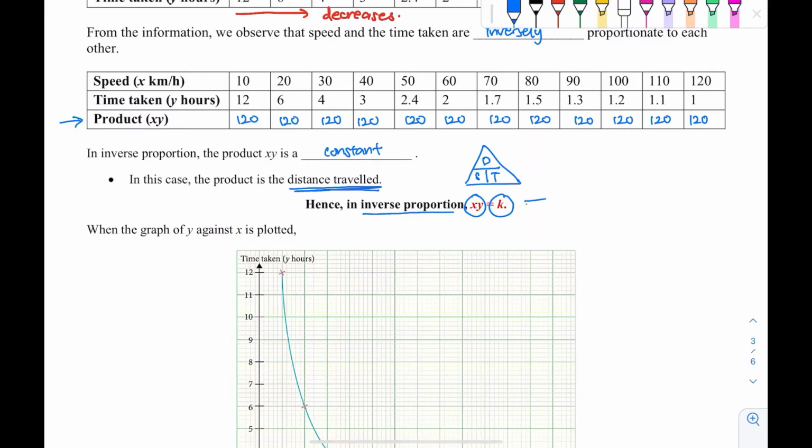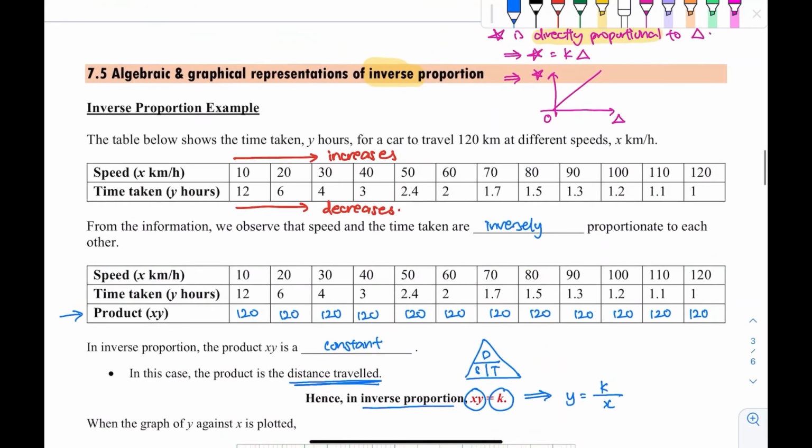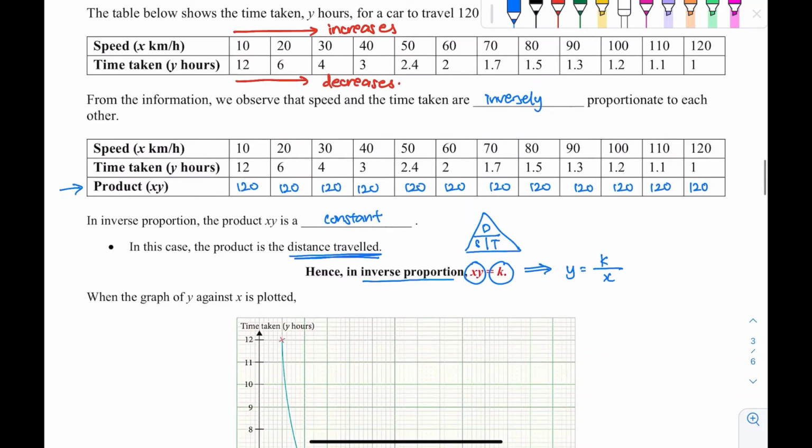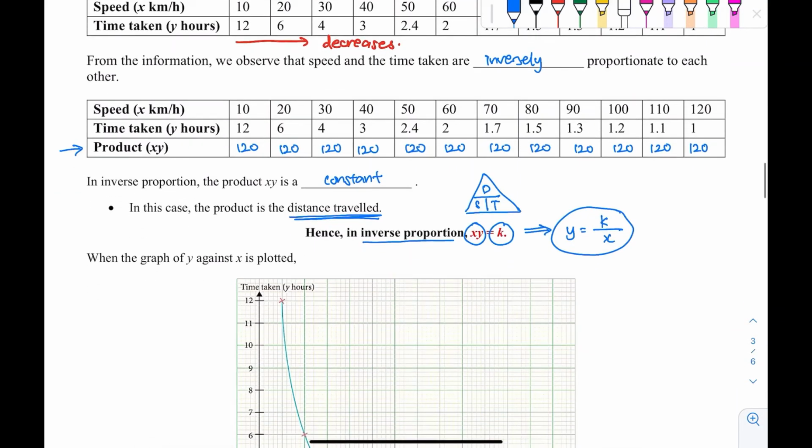Or in other words, I can also say that y equals k divided by x, by doing some manipulation such that we make y the subject. So unlike how we saw direct proportion, whereby it is a y equals kx form, in inverse proportion, we have y equals k divided by x form.